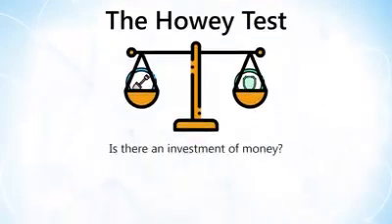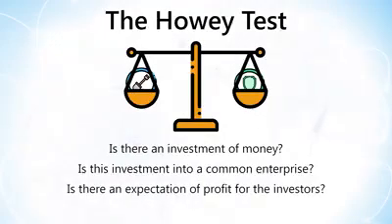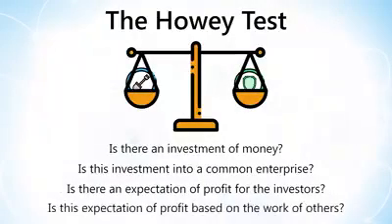Is there an investment of money? Is this investment into a common enterprise? Is there an expectation of profit for the investors? Is this expectation of profit based on the work of others? Again, this is very broad, so you can see how almost every token ever sold could fall into the category of security and why a utility token would be exceedingly rare. Almost every token sale or ICO ever fits the bill here.